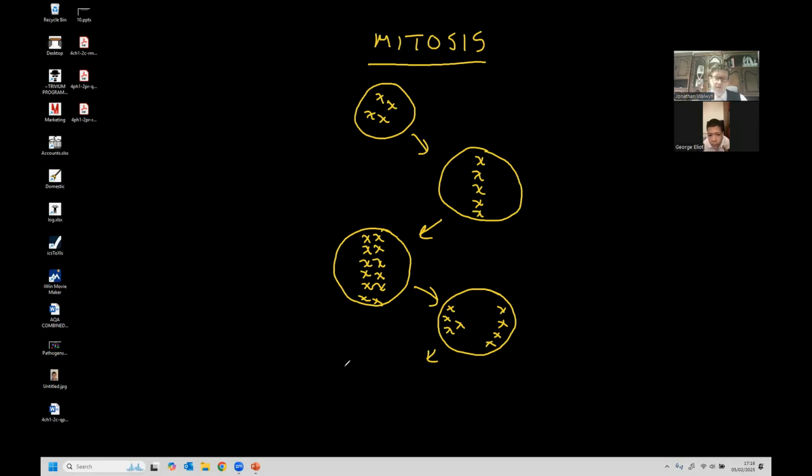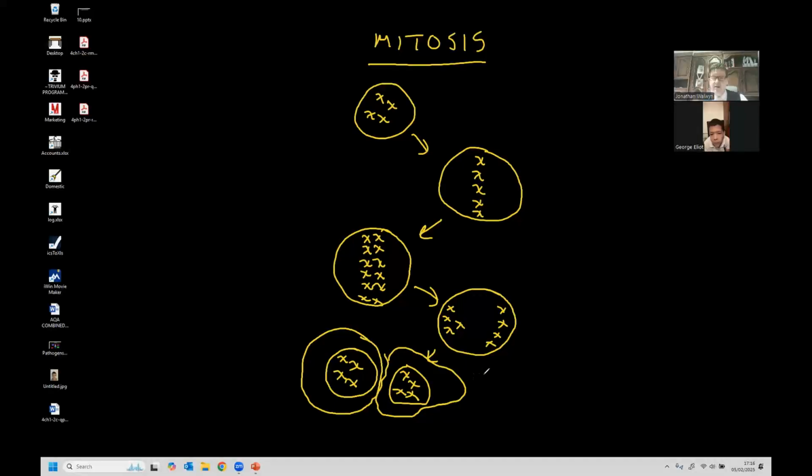And then the nucleus splits like this into two. And then the cell itself splits into two. That is called cytoplasmic division, because it's the cytoplasm in the middle of the cell. Oh, I've heard of this. I've been overhearing one of your lessons again, mate.